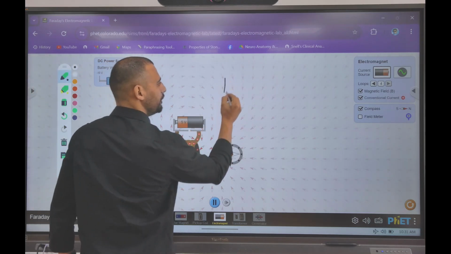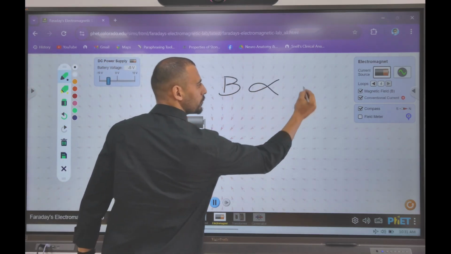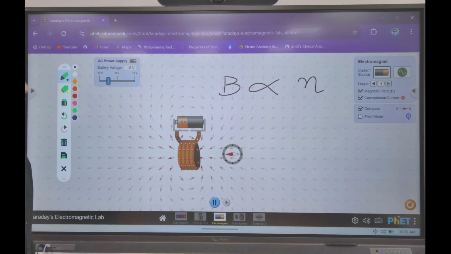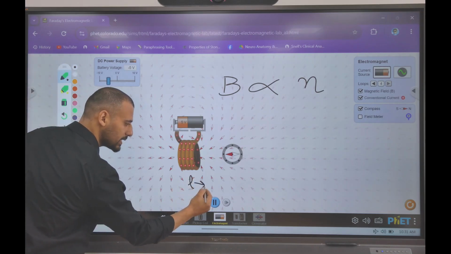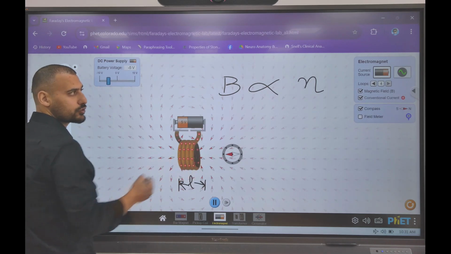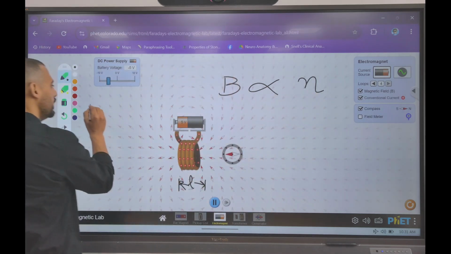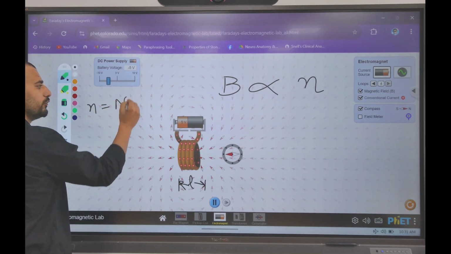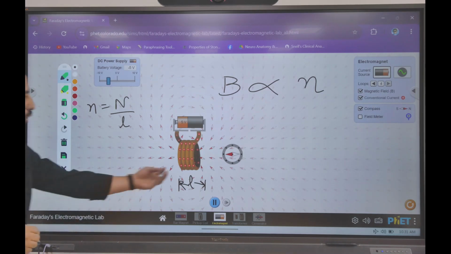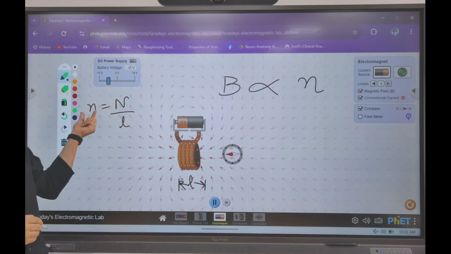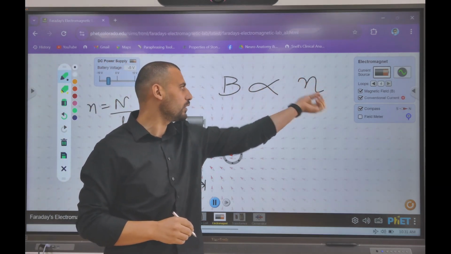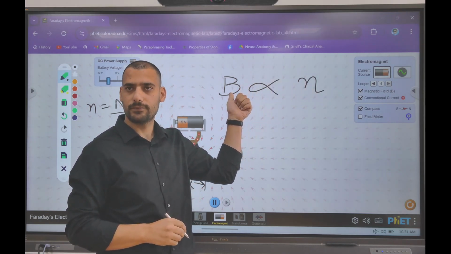The equation is this. The magnetic field is directly proportional to the number of loops per unit length. What does this mean, number of loops per unit length? For example, the length of the magnet is L, okay? And there are 4 loops. So small n is total number of loops divided by the length. Is that fine? More number of loops, more will be small n. When there is a greater value of small n, there will be more magnetic field.